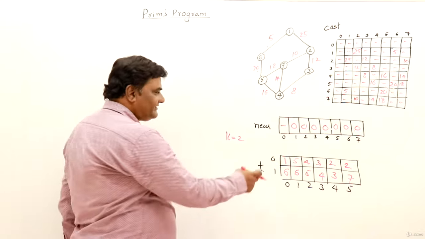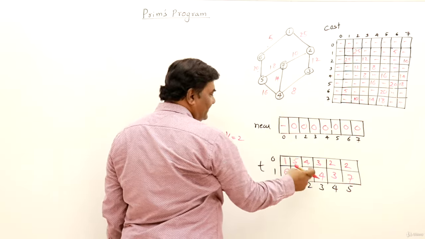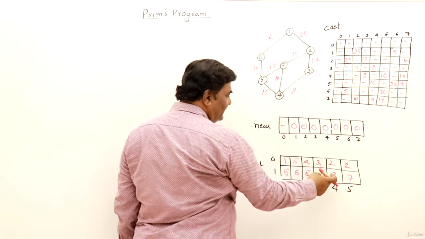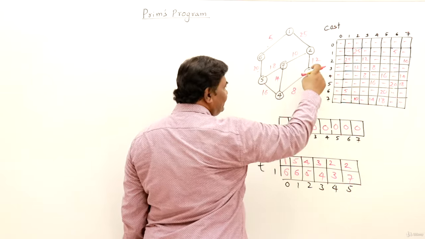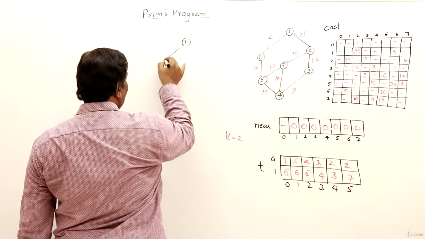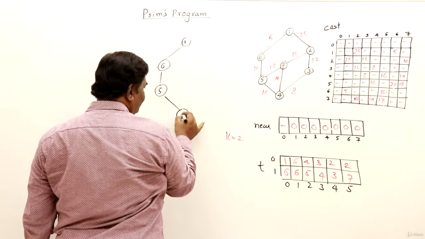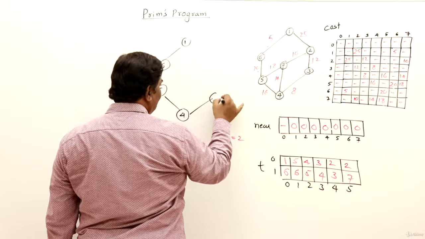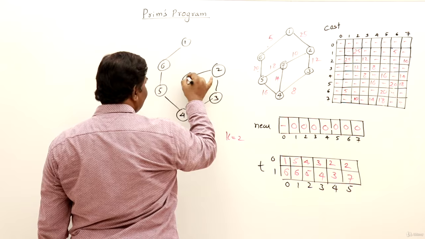So what are edges? 1 to 6, this one, then 5 to 6, this one, then 4 to 5, this one, then 3 to 4, this edge, then 2 to 3, this edge, then 2 to 7, this edge. If you look at the spanning tree, we got it like this: 1 to 6, then 6 to 5, and 5 to 4, that is 4 to 5, then 3 to 4, then 2 to 3, then 2 to 7.